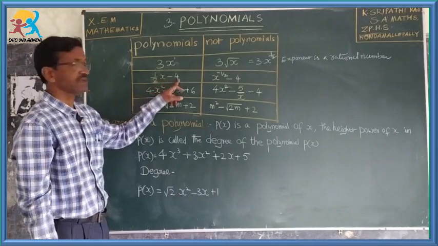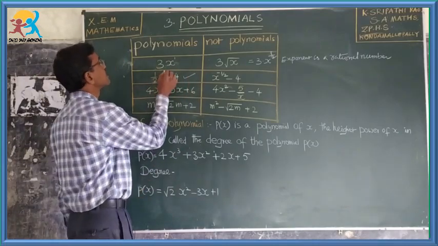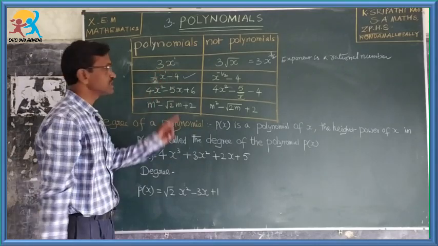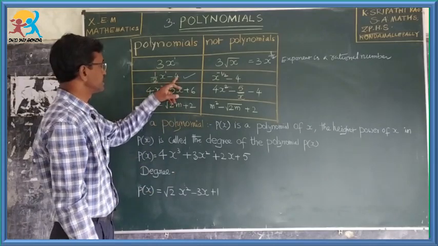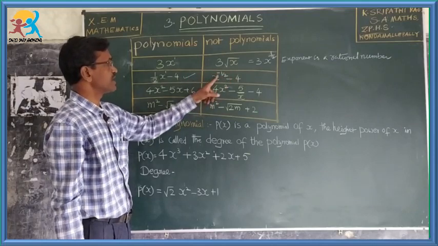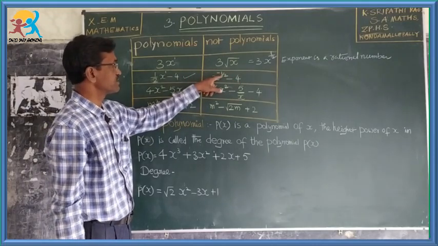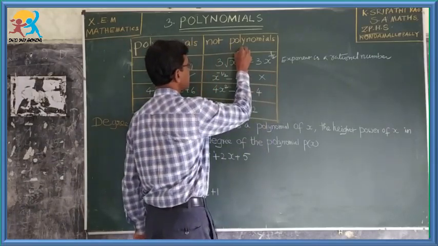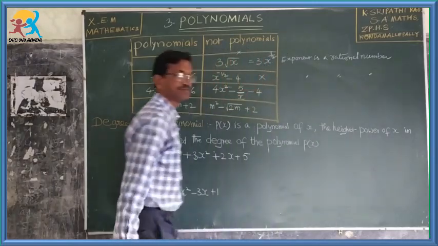Here 1/2x minus 4 is a polynomial because here x has power 1 and the coefficient is 1/2. Coefficient of x is 1/2. No problem, it is a real number, a constant, so it is a polynomial. But here x to the power of -1/2 minus 4, here also the exponent is -1/2. Therefore this is not a polynomial, because the exponent is a rational number.